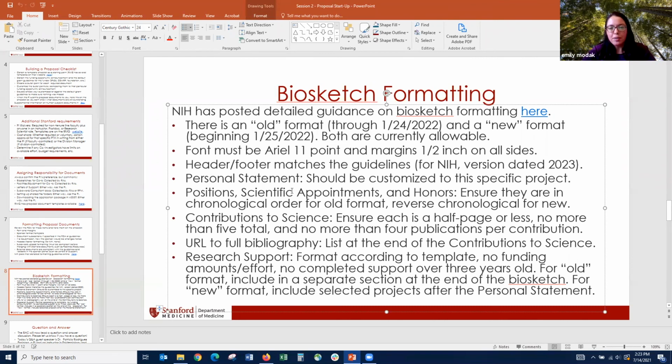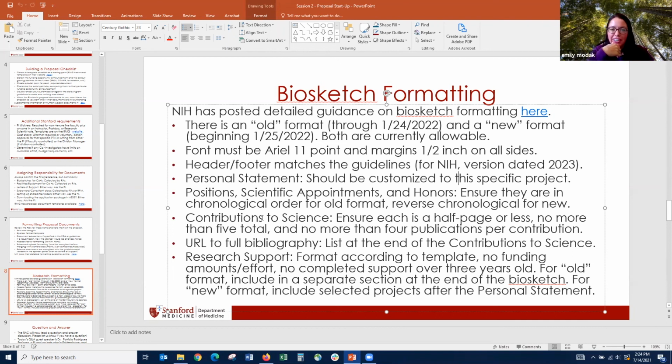The position, scientific appointments, and honors, just make sure they're in chronological order for the old format and then reverse chronological for the new. Again, this is just a small thing. We can actually reorder these ourselves because they're dated, but it is a little crazy making if you get into one format and you've got to reformat into the other.